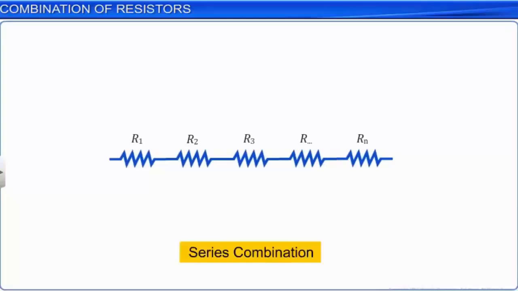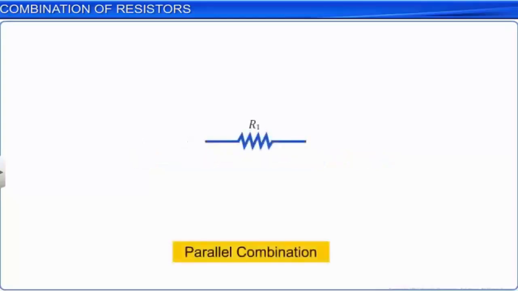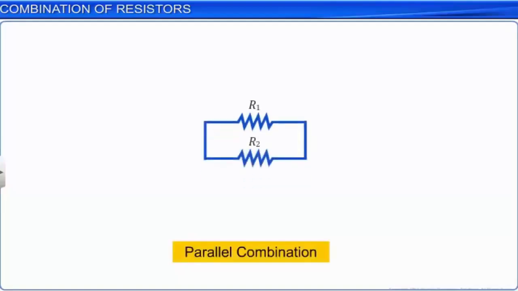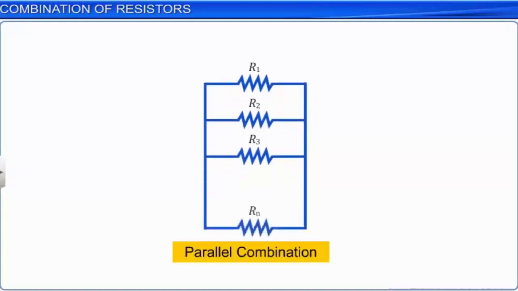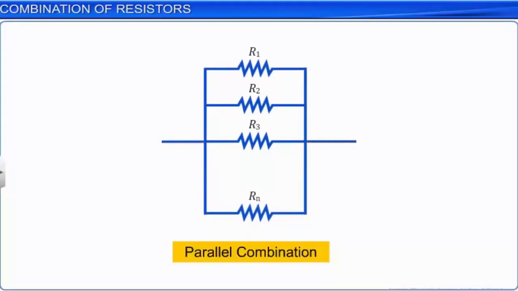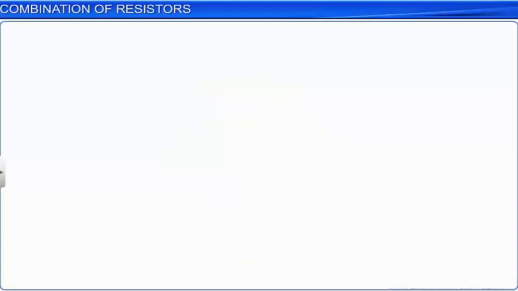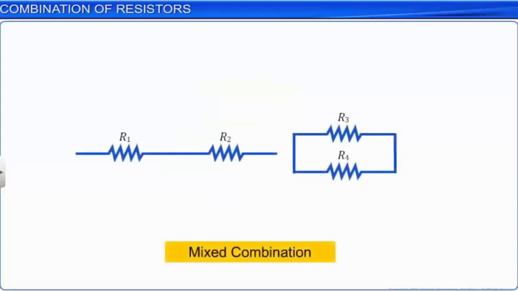We obtain a parallel combination of resistors by joining one end of all the resistors and similarly joining the other end of all the resistors. A parallel combination can be made using any number of resistors. A mixed combination of resistors is obtained by connecting some resistors in series and some resistors in parallel combination and then connecting the two combinations.